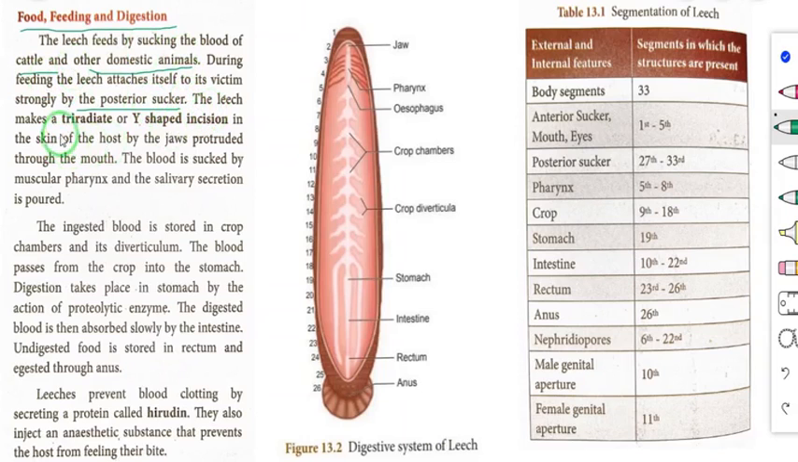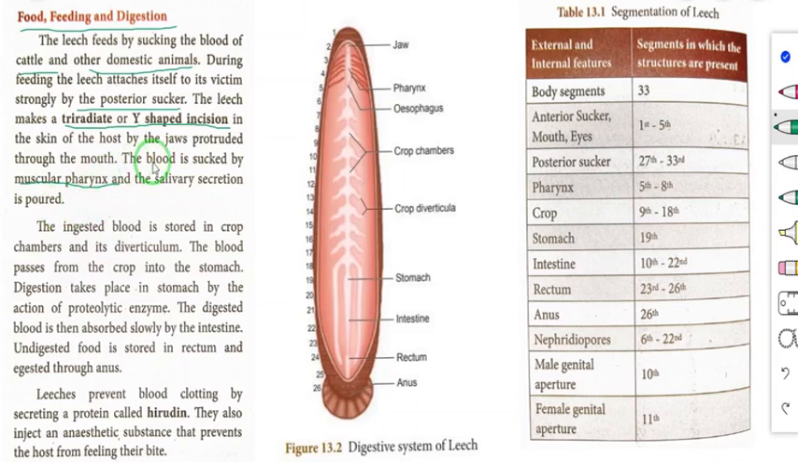The leech makes a triradiate or Y-shaped incision in the skin of the host with the jaws protruded through the mouth. Already I told you the mouth is a triradiate aperture. 3 holes are present, so when it bites, it produces a Y-shaped wound. Why? Because 3 holes are present in the mouth, so that the blood is sucked by the muscular pharynx and the salivary secretion is poured.